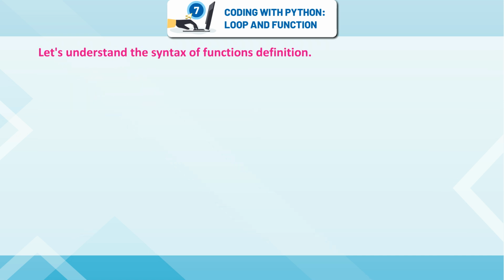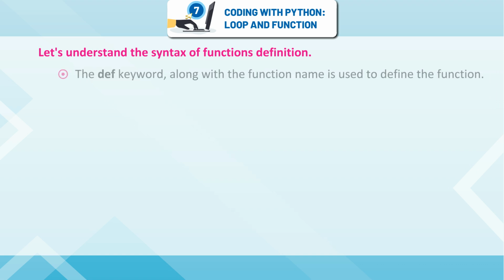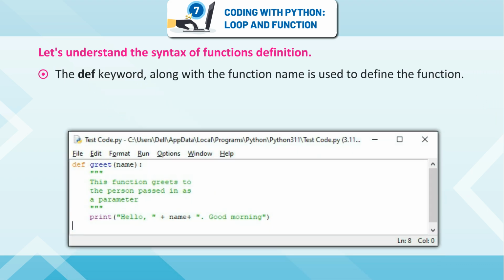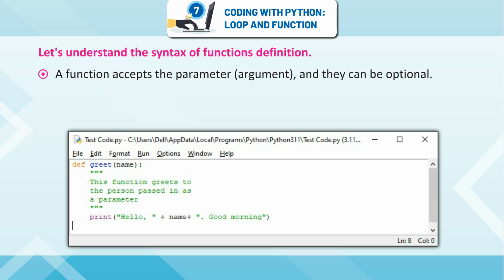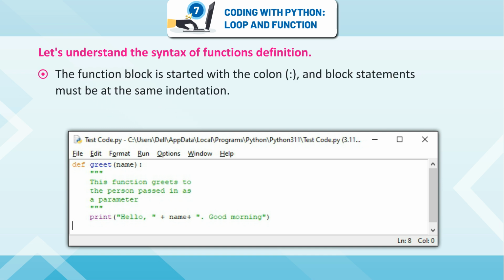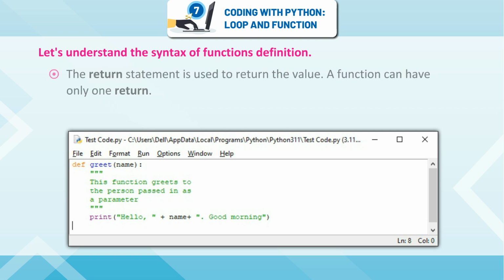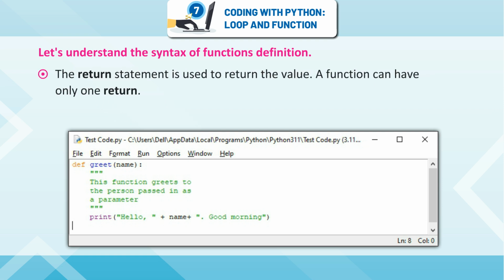Let's understand the syntax of function definition. The def keyword along with the function name is used to define the function. The identifier rule must be followed for the function name. A function accepts parameters or arguments, and they can be optional. The function block is started with a colon, and block statements must be at the same indentation. The return statement is used to return the value. A function can have only one return.